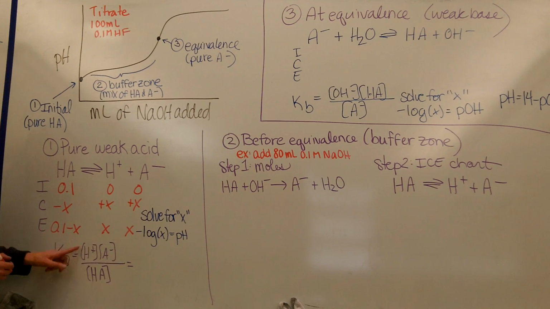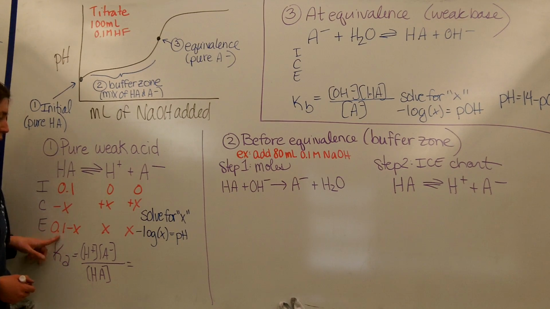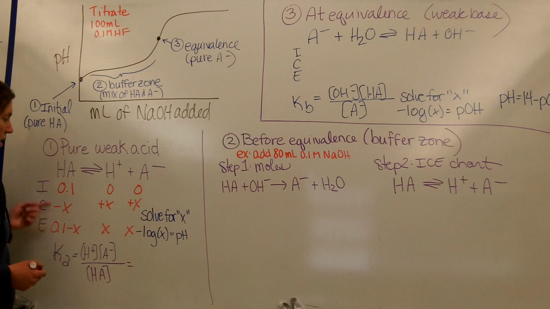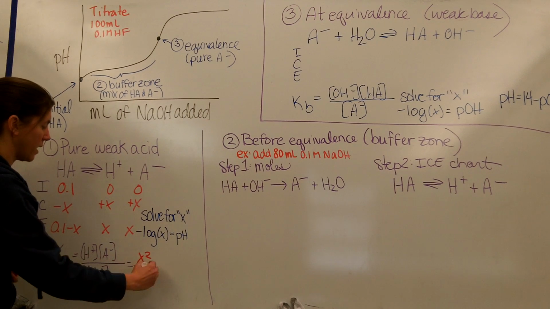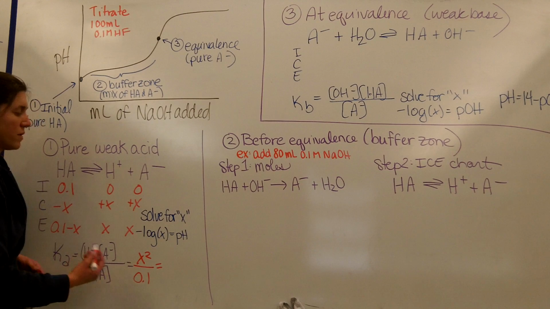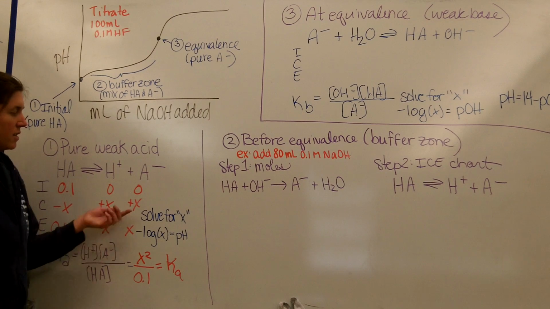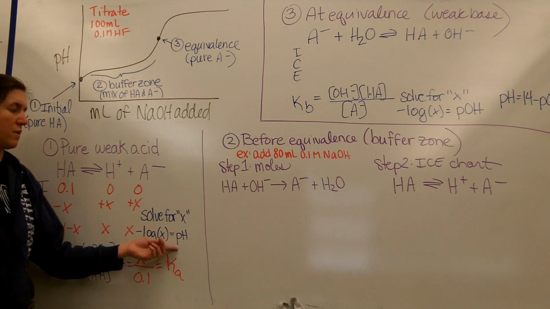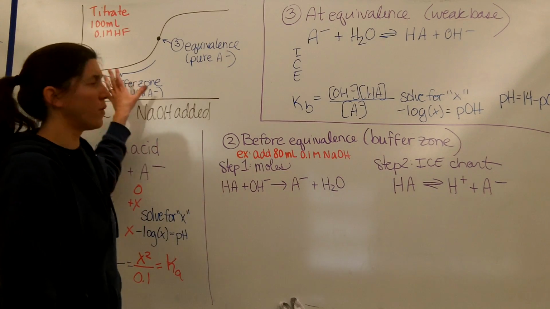If you go through and plug this into your K expression, typically the value of K will be very small, so we can assume that 0.1 minus X is essentially just going to be 0.1. So usually this concentration remains the same in equilibrium. We can ignore this change, it'll be insignificant. So plugging into your K expression, you end up with X squared over 0.1 equals whatever your Ka value is, which would be given. And then you can rearrange, solve for X. Notice X gives you your H+ concentration, so that means that the negative log of X would give you your pH.